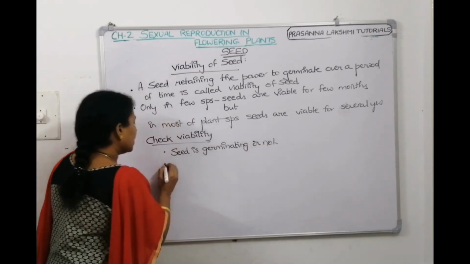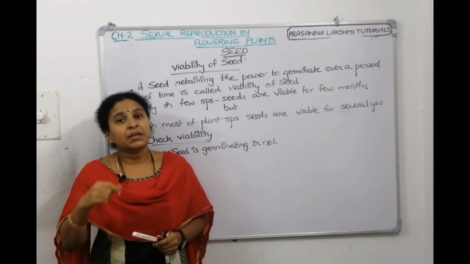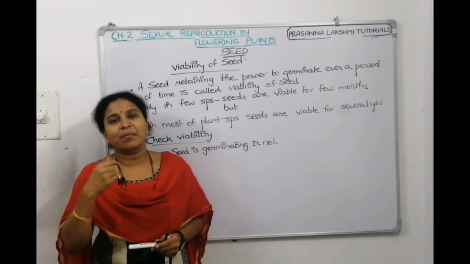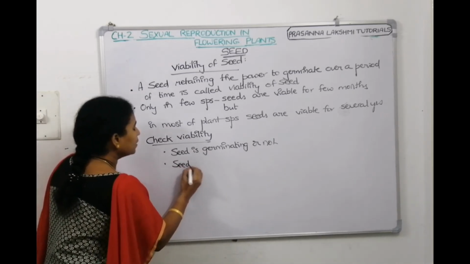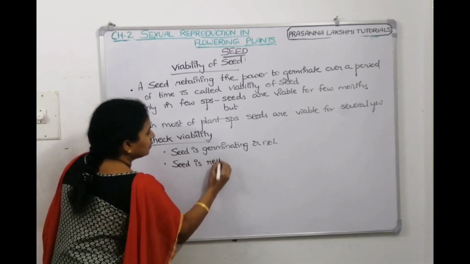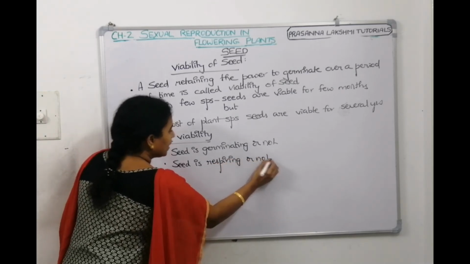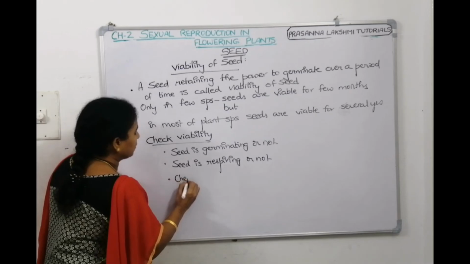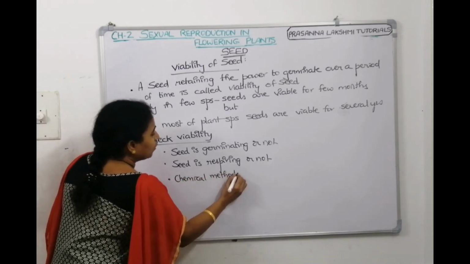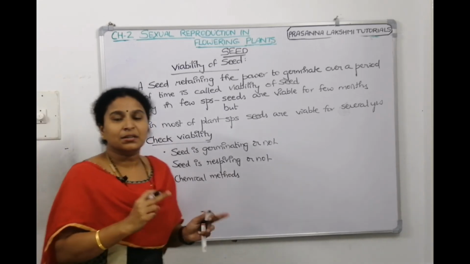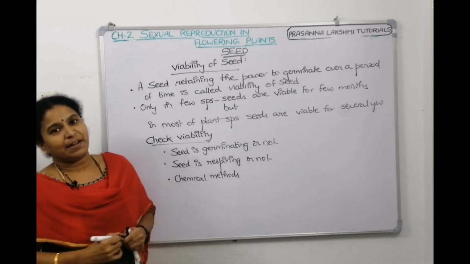Or we can soak the seeds in the water. If the seed is viable, if it is living, it will respire and it releases the oxygen bubbles. We can see whether the seed is respiring or not. And you have some chemical methods as well where the seeds will change color when you add a chemical. So, that is also checked for viability.